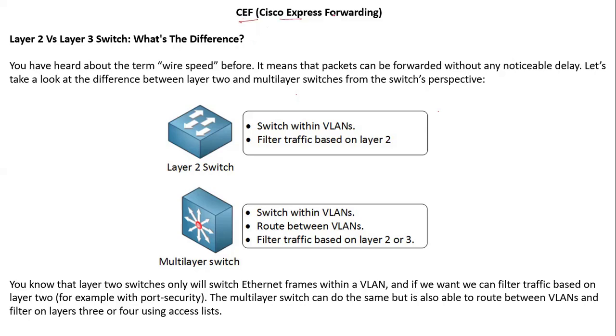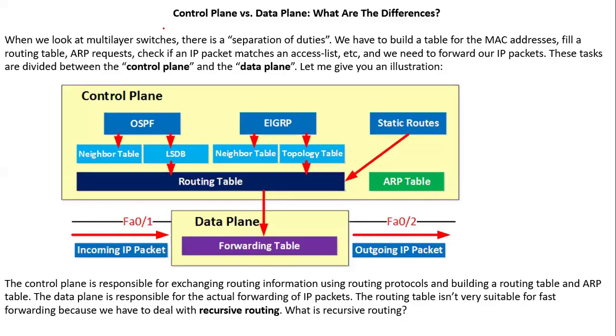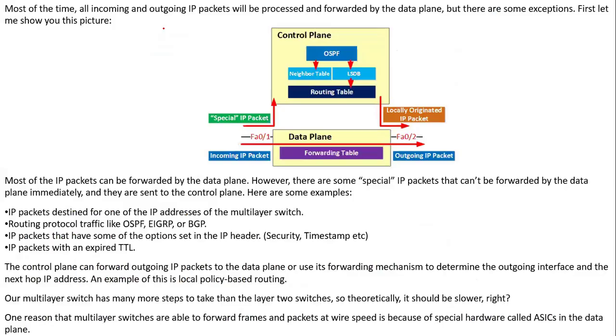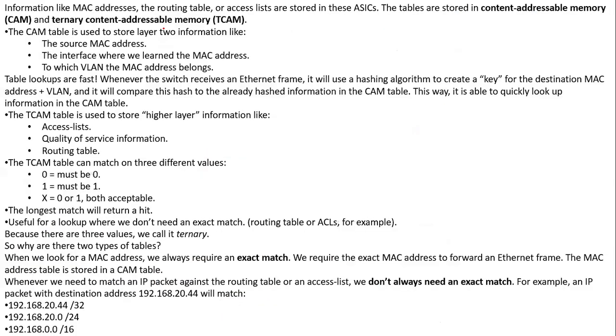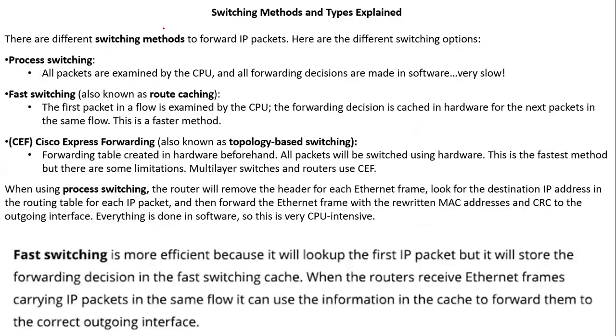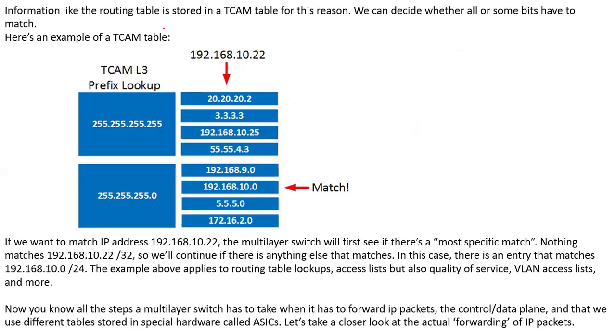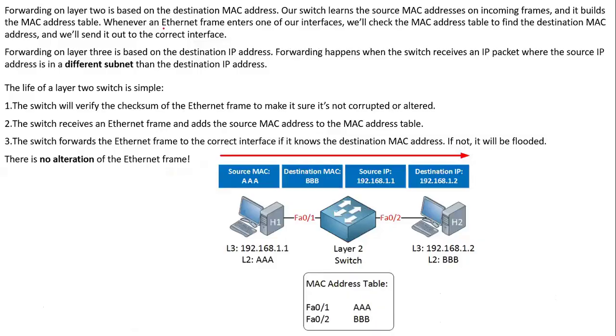CEF, Cisco Express Forwarding. So we are going to discuss Cisco Express Forwarding, and in this we are going to discuss a couple of things. What is that? Layer 2, layer 3 switch difference. Then we are going to discuss control plane and data plane difference. Then we are going to discuss TCAM difference. Then switching method types, and then HDM. These are the 5 things which we are going to cover.